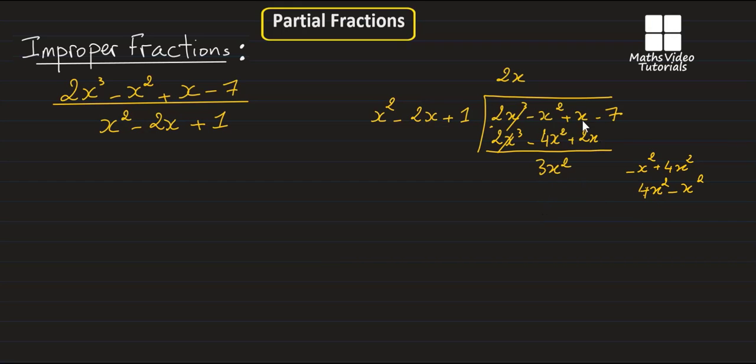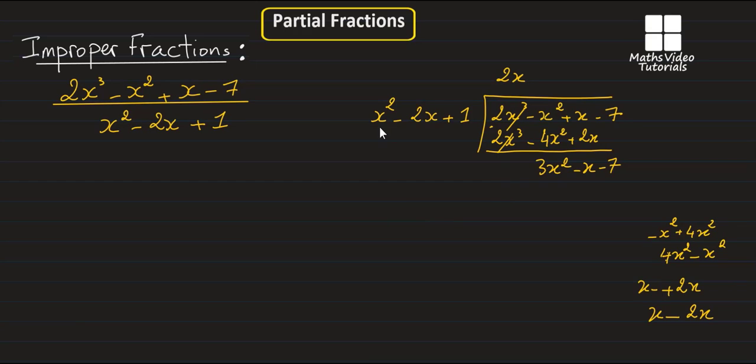And we have x, take away, add 2x. That is the same as x subtract 2x. So the answer is minus x. And then minus 7 minus 0 is going to be minus 7. So now what we have to do is divide x squared into 3x squared. Or you could say, what is 3x squared divided by x squared? Well, the answer is going to be 3, positive 3.